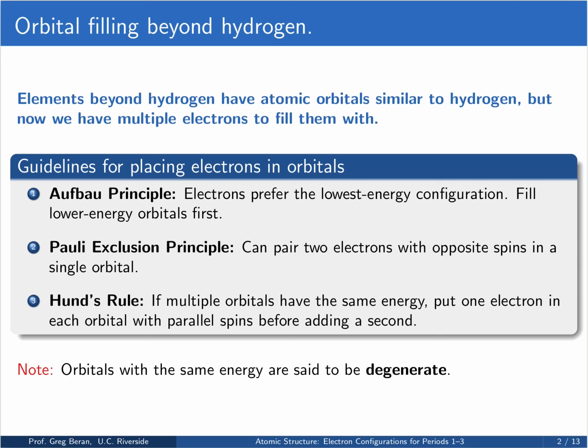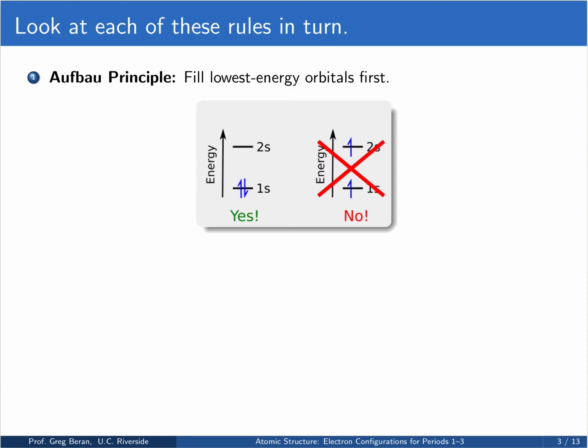The other thing I want to mention before we do that, though, is these rules are general guidance, but as we'll see, there will sometimes be exceptions or subtle complications that make figuring out electron configurations a little more difficult than these rules might lead you to expect. But in general, these offer good guidance for filling up the periodic table. Here are some examples to help clarify these three rules.